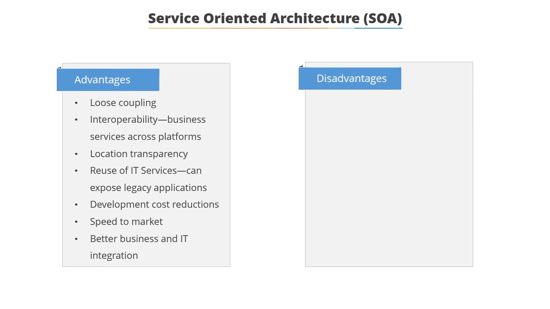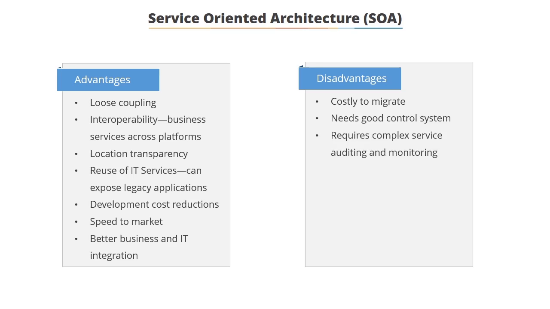There are some disadvantages. It's quite difficult to migrate because there are so many moving parts. You need very good control. You need very good auditing and monitoring systems. And probably the hardest one is getting the development and design correct. How do the pieces fit together? How do they communicate with each other? What series of operations is required to achieve a particular business goal?